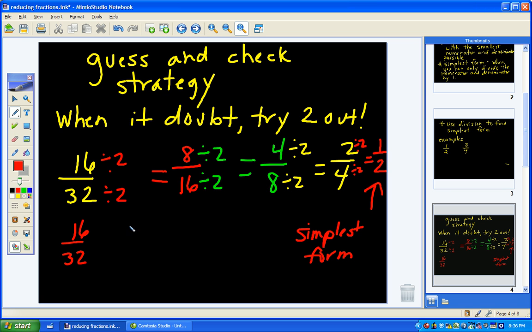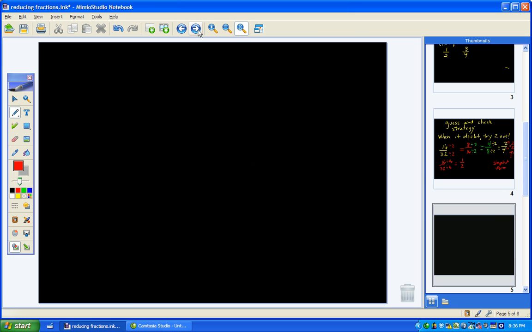If I have some number sense, I could have said, I know that 16 times 2 is 32, so I could have divided these by 16. 16 divided by 16 is 1, 32 divided by 16 is 2. So that's another guess and check strategy, but using a little bit of my number sense. So you can always do divide by 2 if it works. Sometimes it's going to be divide by 3. But you can also look for shortcuts with number sense. So that's your guess and check strategy. Now we're going to use the GCF strategy.